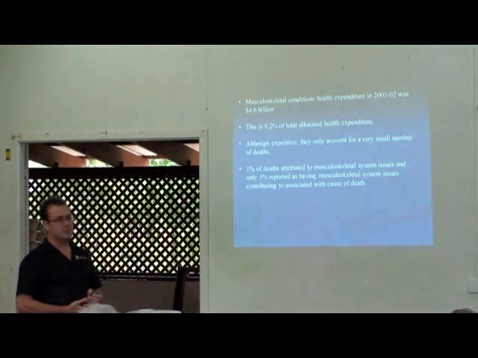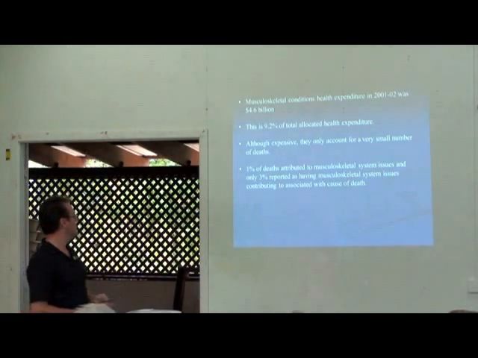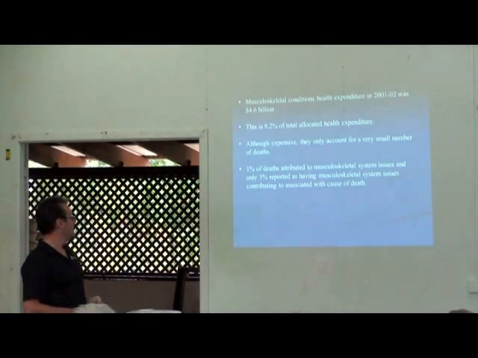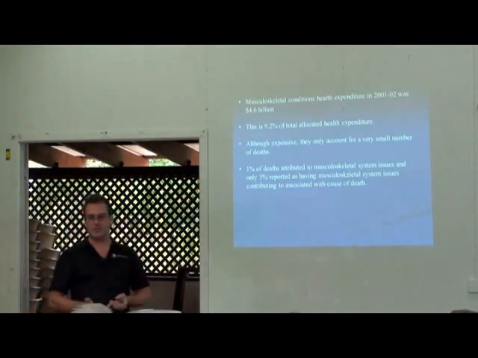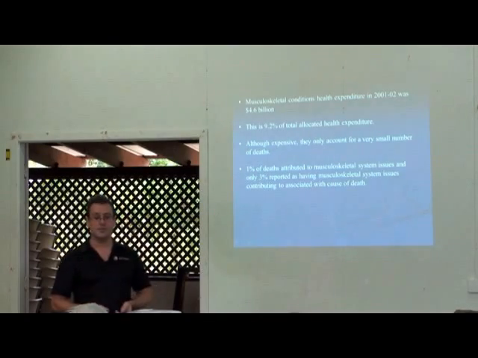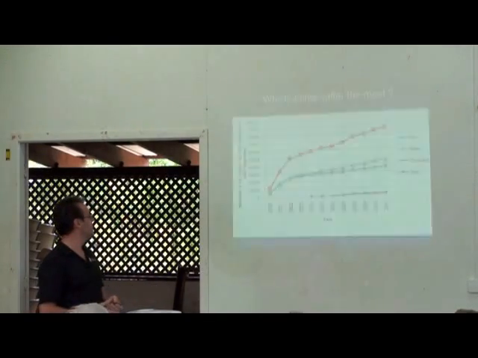Although it's expensive, no one really dies from musculoskeletal complaints, they just suffer. So only 1% of deaths are attributed to knee pain and shoulder pain and hip pain, so on and so forth. And only 3% contribute to death. And so you're thinking things like a knee failed, so as a result they fell down a set of stairs and hemorrhaged and died. So only 3% in that context.